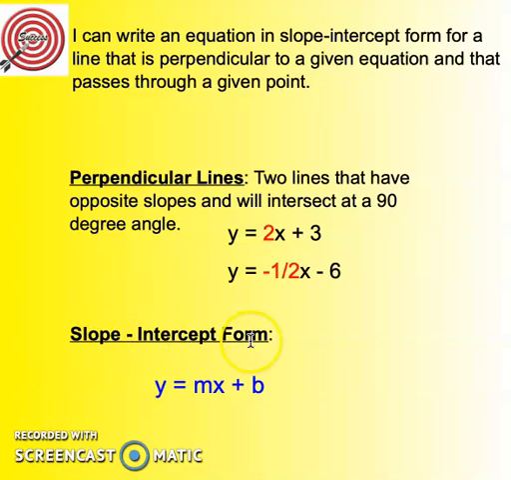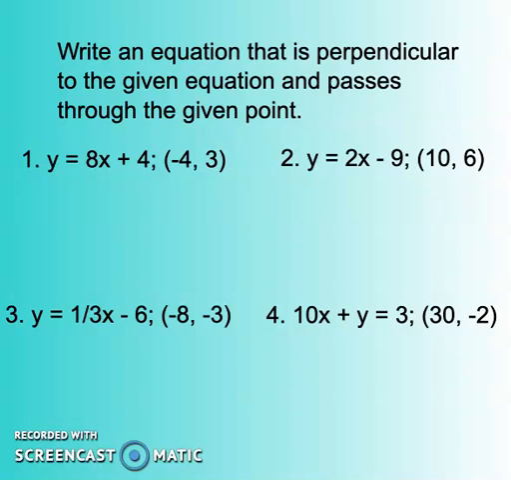So, slope-intercept form. Let's remind you that y equals mx plus b is our equation that we use for slope-intercept form. The m stands for slope, the b is the y-intercept, and the x and the y represent a coordinate, a point on that line. So let's look at four different problems.